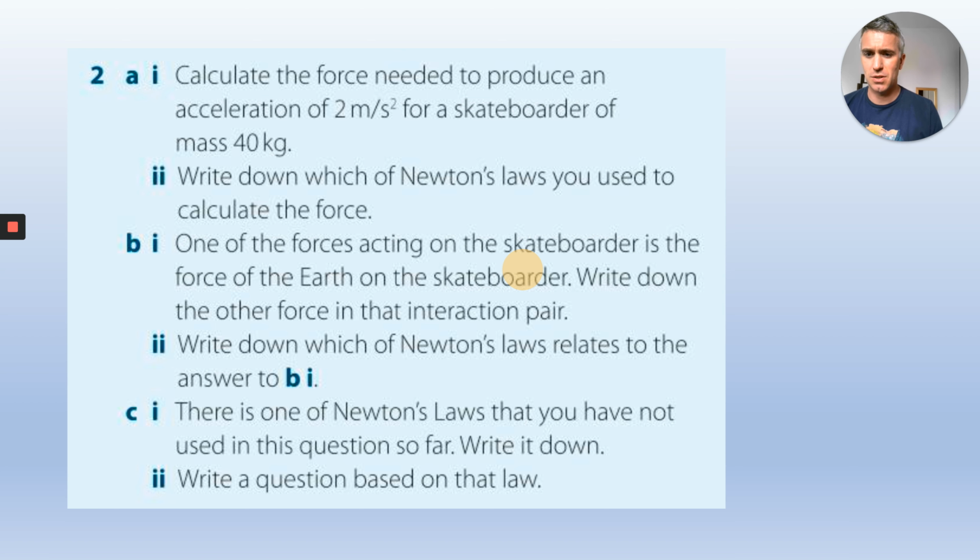One of the forces acting on the skateboarder is the force of the earth on the skateboarder. Write down the other force in that interaction pair. I did a whole lesson on free body force diagrams and interaction pairs. So that's Newton's third law. If object A exerts a force on object B, then object B exerts an equal and opposite force on object A. Oh, I've just told you the answer to part 2.